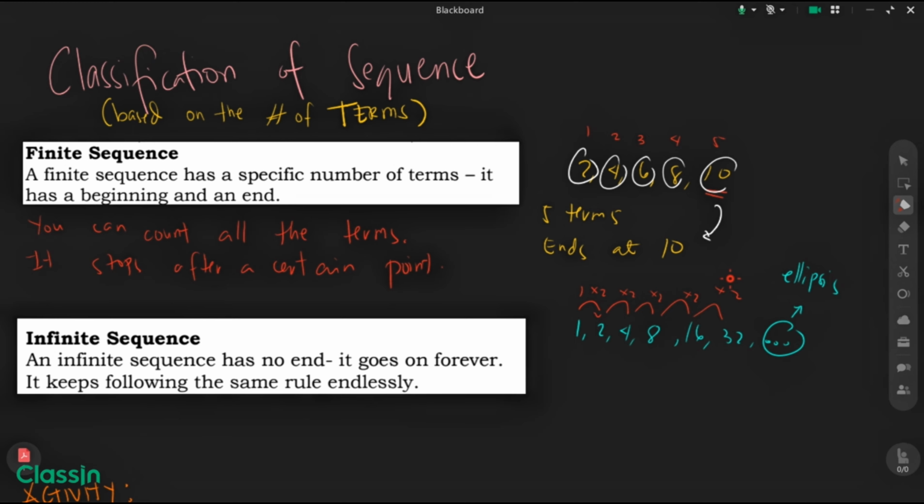That is infinite. While for the finite, it has an end. For the infinite, it has no end. It goes on forever. So in this case, you can describe the rule, but you cannot list all the terms. Again, when we say finite, it has an end. For infinite, it has no end.